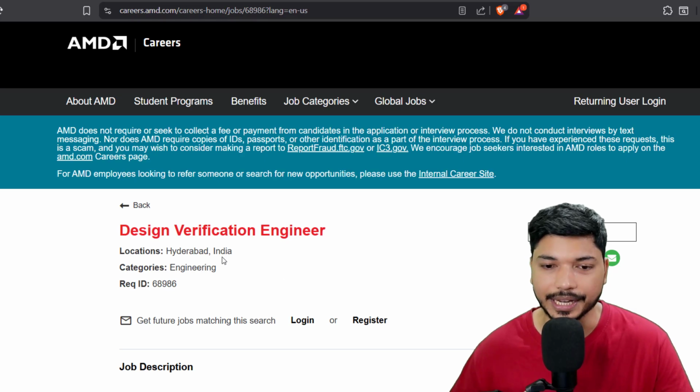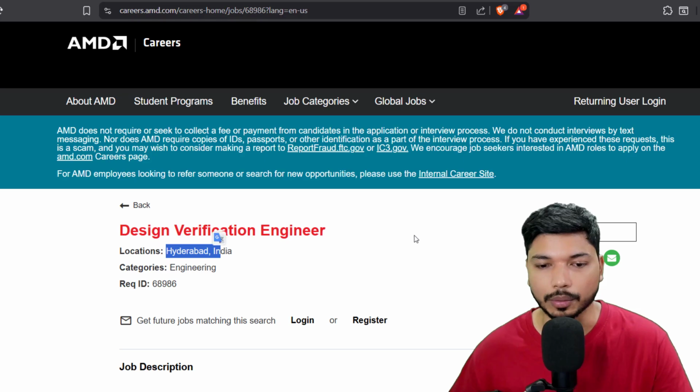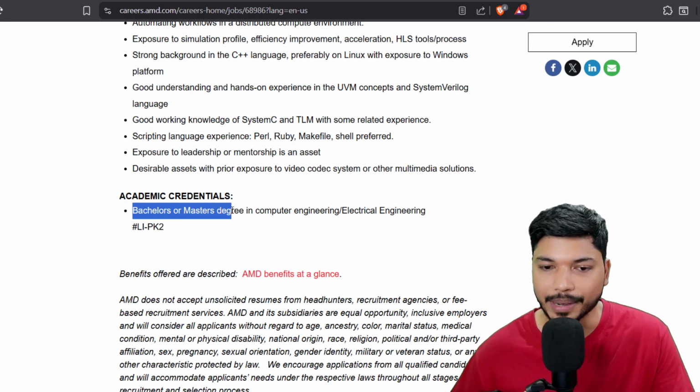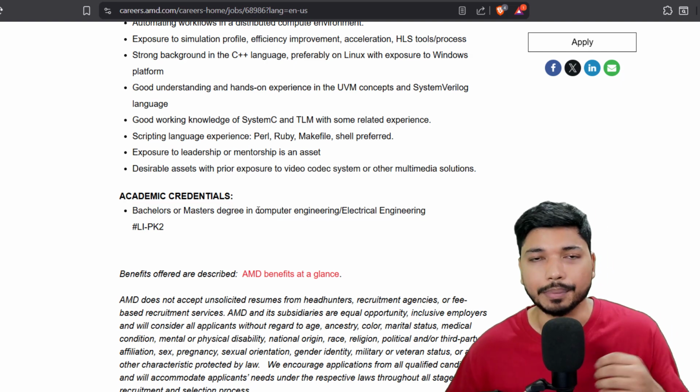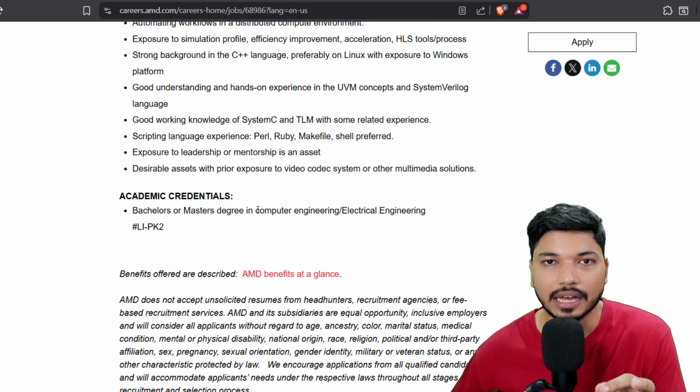So let's begin. The first opportunity is from AMD. They are hiring a design verification engineer. Hyderabad is the job location. And here the qualification requirement is a BTech, that is a bachelor's or master's degree in computer science or electrical engineering, which means BTech or MTech in electrical, electronics and computer science candidates can apply for this opportunity.